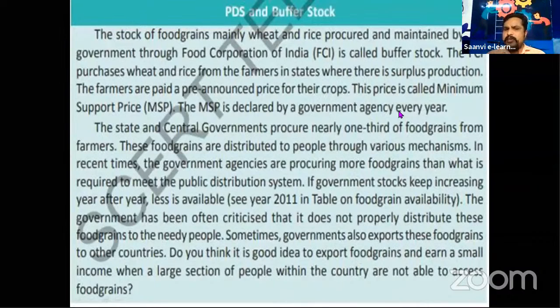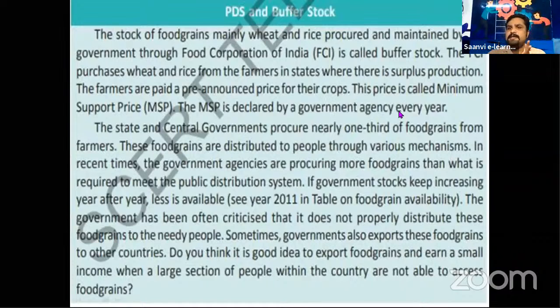What happens there? Do you think it is a good idea to export food grains and earn a small income when a large section of people within the country are not able to access food grains? If yes, then you can say yes. It's up to you. As a citizen of our country, you have the right to respond or react on this, because buffer stock is extra stock for many ways. They have given here a small income, because the government gets sufficient tax from the people, and that amount is enough to run our government.